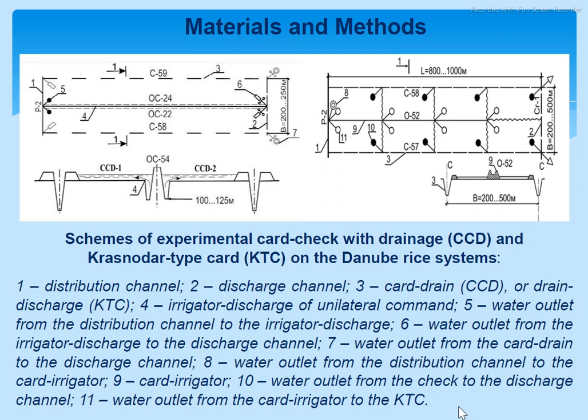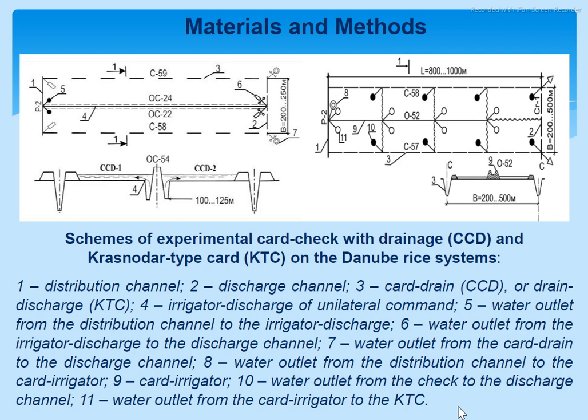The Kilia rice irrigation system was built according to two well-known schemes of irrigation carts. The first one is the Krasnodar-type cart. The abbreviation used on the slide is KTC. The second one is the cart check with drainage. The abbreviation used on the slide is CCD, with one-side and two-side command. The distance between the drainage channels depended on the soils and hydrogeological conditions, and it is from 200 to 500 meters.